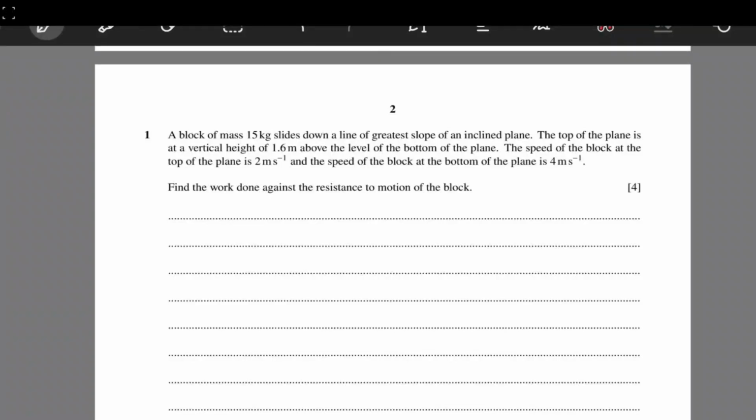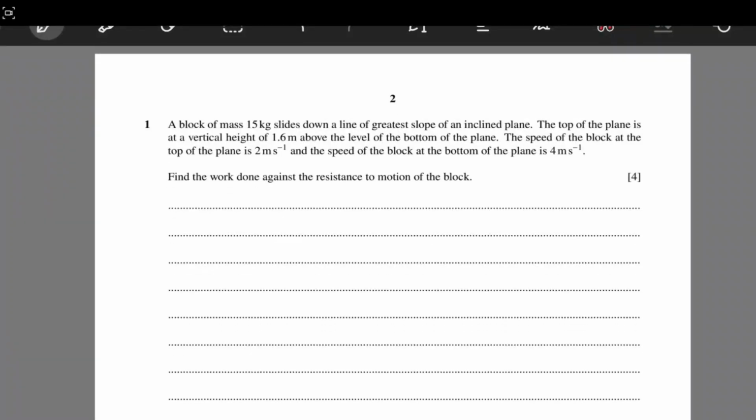This is paper 4-2 Mechanics of Winter 2023.